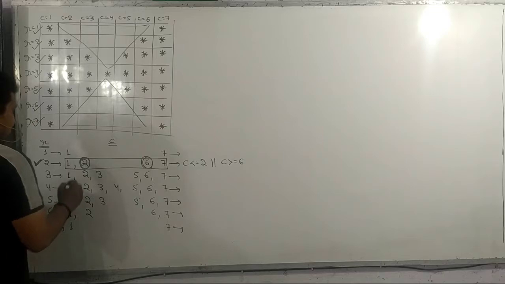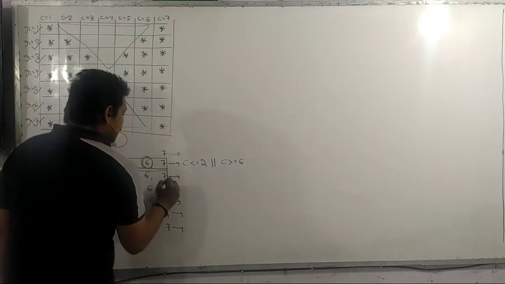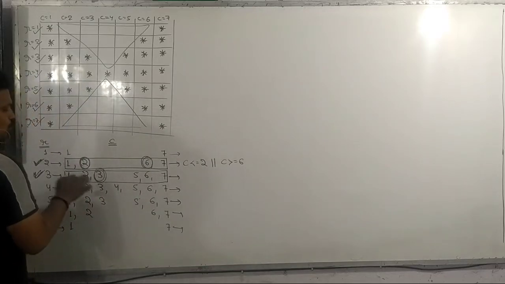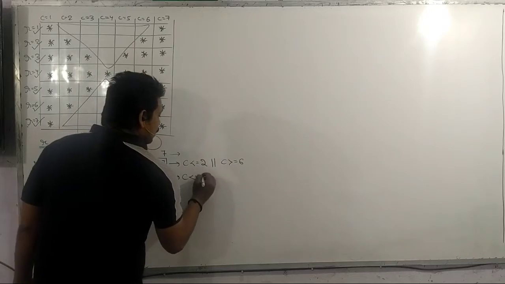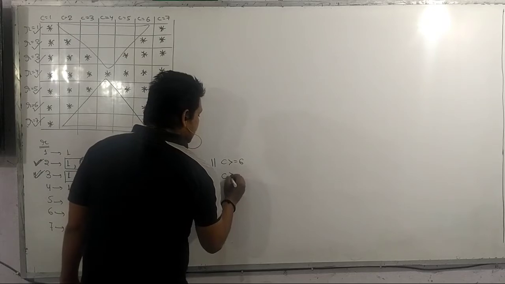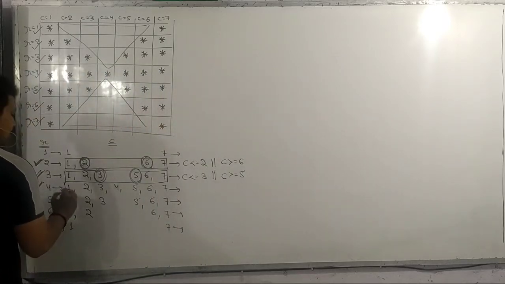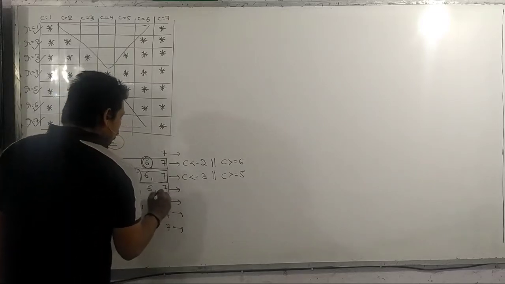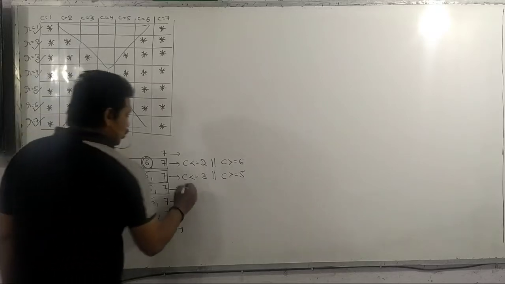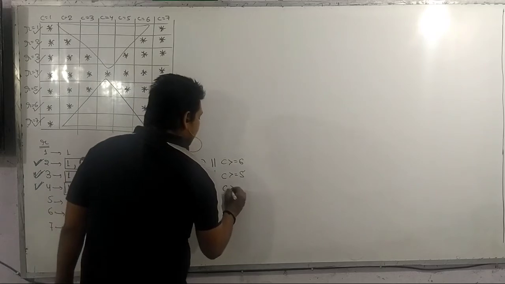Okay, then when r is equal to 3, on these values of c the stars are getting printed, yes or no? So I will write here 1 to 3, so c less than equal to 3, logical or c greater than equal to 5. Then when r is equal to 4, c less than equal to 4, logical or c greater than equal to 4.